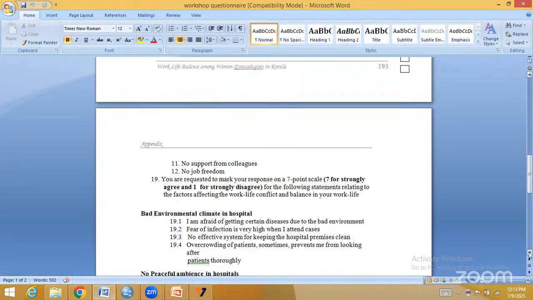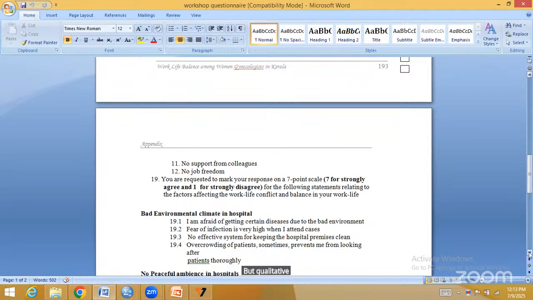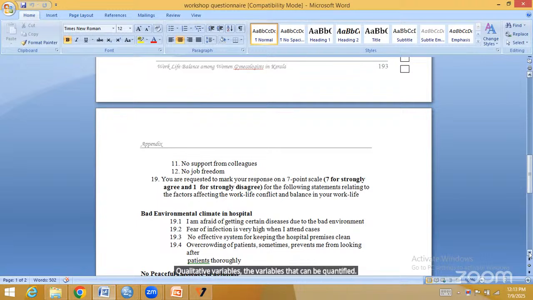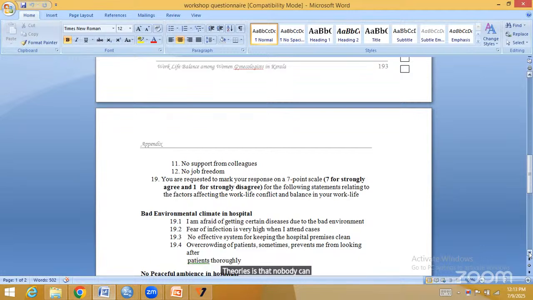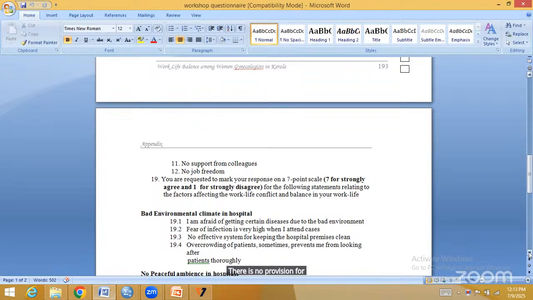Quantitative variable, anything that can be quantified. But a qualitative variable is one which is not converted into a numerically expressed figure. Quantitative variable, the variable that can be quantified. Qualitative variable, the variable that cannot be quantified. Theory says that nobody can convert the qualitative variable into numerically expressed form. There is no provision for conversion of a qualitative variable into a numerically expressed variable.